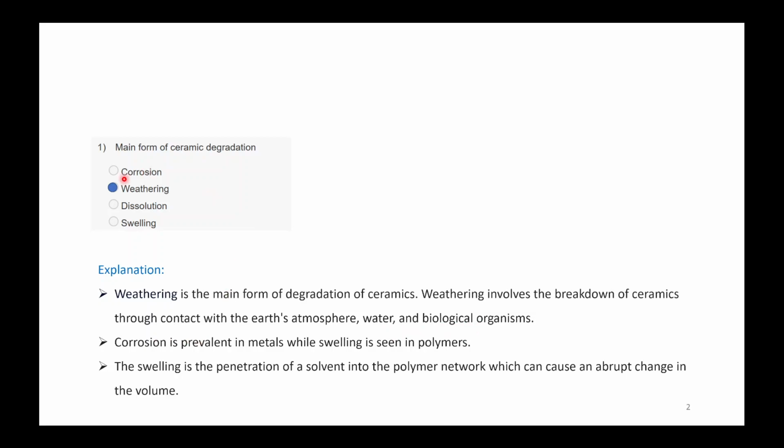While corrosion is prevalent in metals, swelling is seen mainly in polymers. Swelling is a phenomenon where a solvent penetrates inside the polymer, which leads to some change in volume.